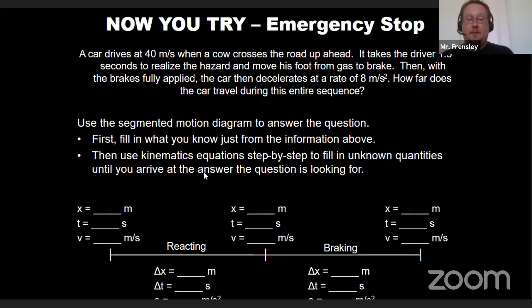So the car's driving 40 meters per second. That's 90 miles an hour. Please don't actually drive that fast, okay? 40 meters per second. There's a cow up ahead. That tells you about where I live, okay? So there's a cow crossing the road up ahead.